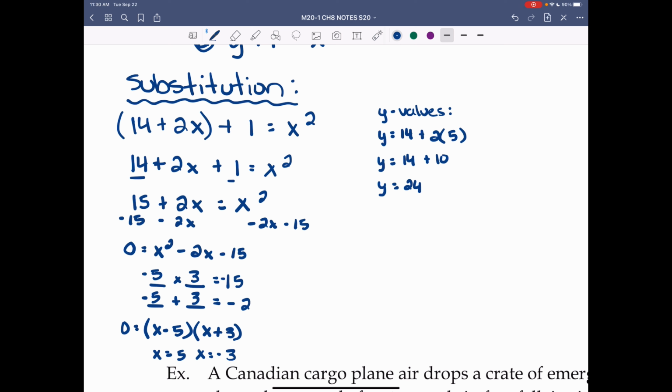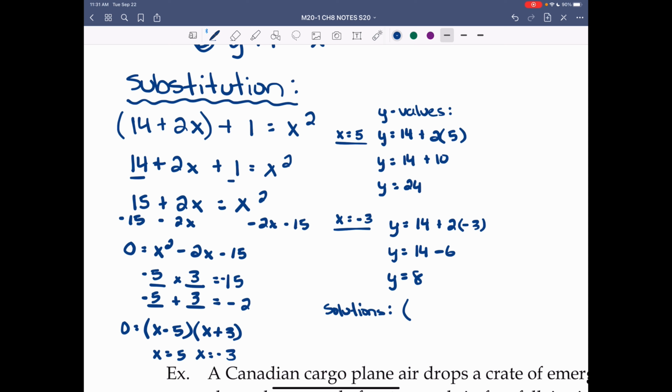So this was for x equals 5. And now we'll do when x equals negative 3. y equals 14 plus 2 times negative 3, y equals 14 minus 6, y equals 8. So our solutions are when x is 5, y is 24, and when x is negative 3, y is 8.